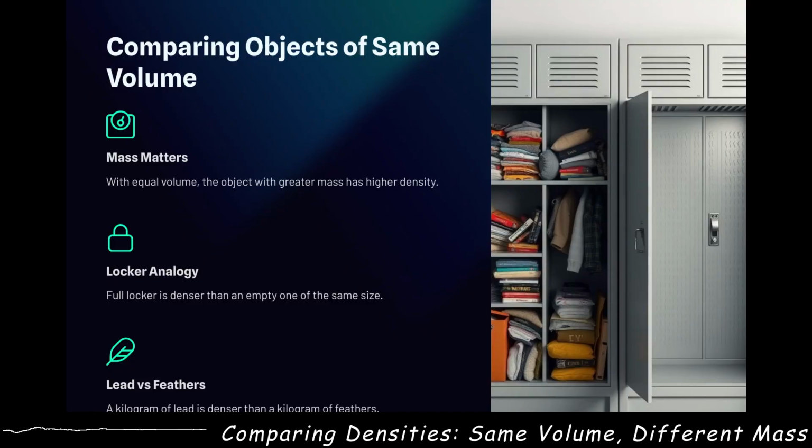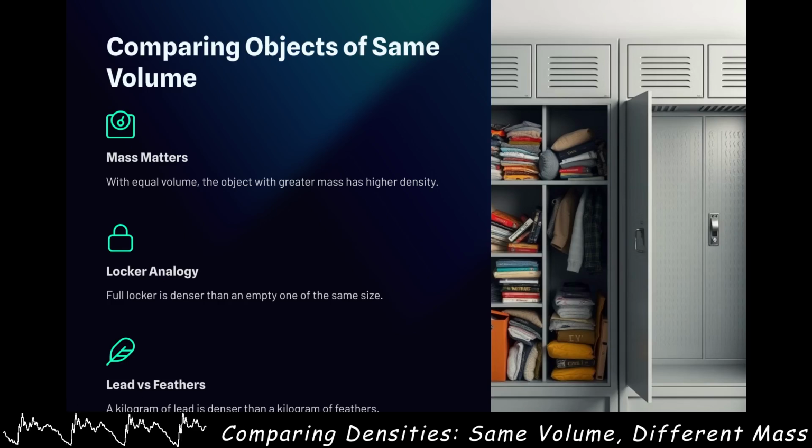Picture this: you've got two identical lockers at school. One belongs to the star quarterback who's crammed it full of gear, textbooks, and probably a few forgotten sandwiches. The other belongs to the minimalist art student who's got nothing but a sketch pad and a single pencil. Same size lockers, very different contents. The quarterback's locker is like our higher density object, more stuff packed into the same space. The art student's locker? That's our lower density object.